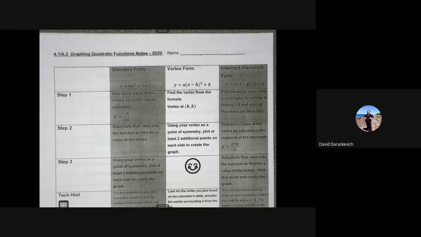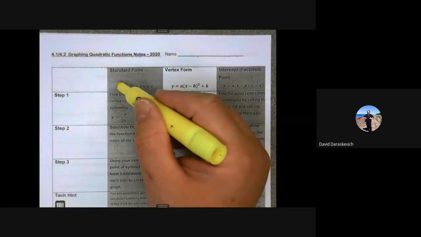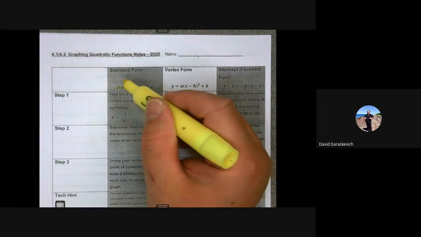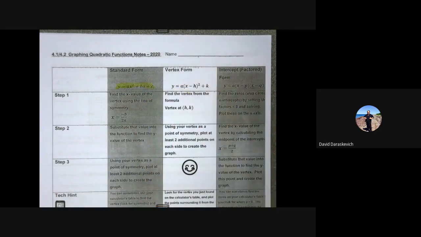Graphing quadratic functions, we have three different forms. First form you guys are used to, and that's standard form. I know this is kind of hard to read, it's dark. Y equals ax squared plus bx plus c. Okay, that's standard form.